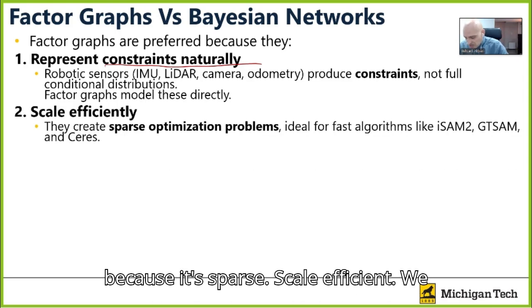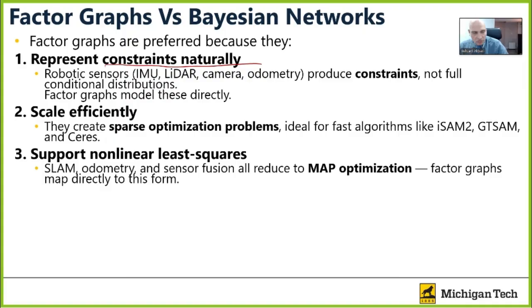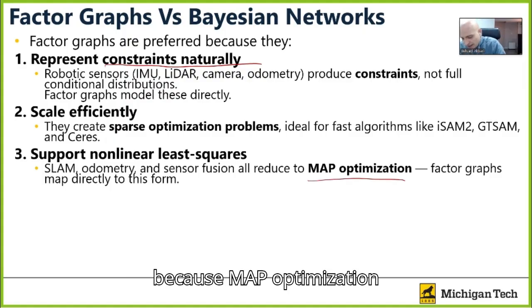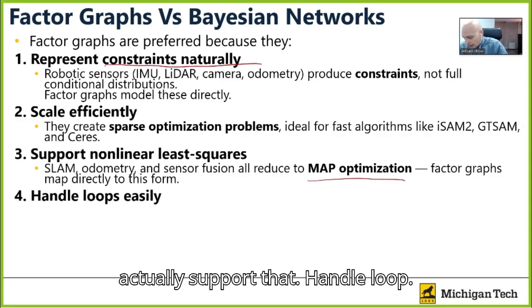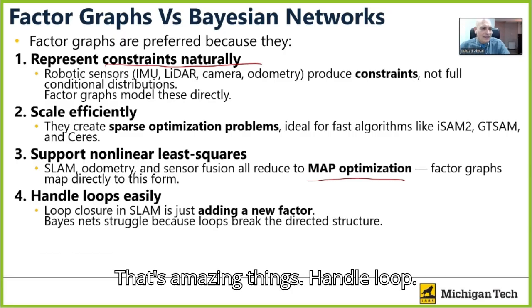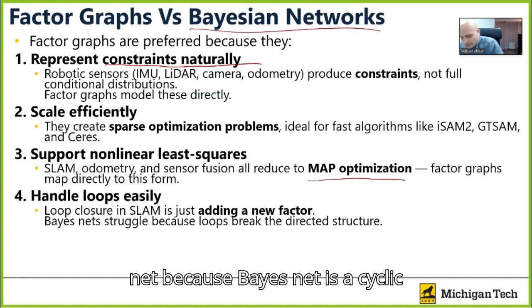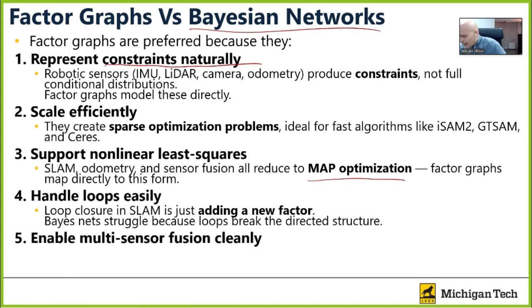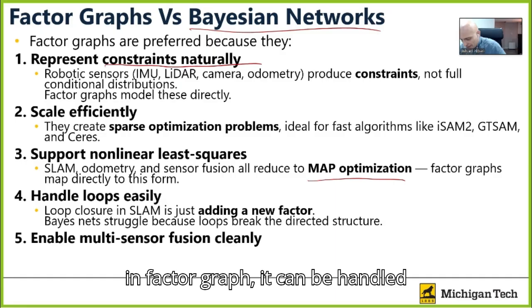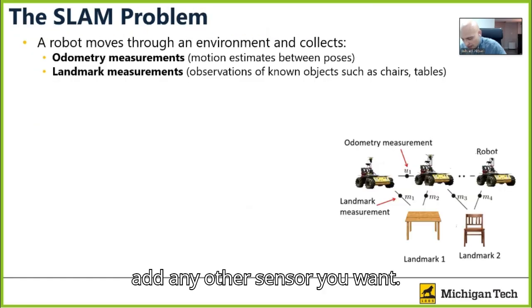Scale efficiently because it's sparse. Scale efficient. We can scale it. It works nice. Support nonlinear least squares, because MAP optimization is nonlinear, so it can actually support that. Handle loops, that's amazing. Handling loops is a problem in BayesNet because BayesNet is an acyclic graph, but in factor graph it can be handled easily, and you can easily add any other sensor you want.